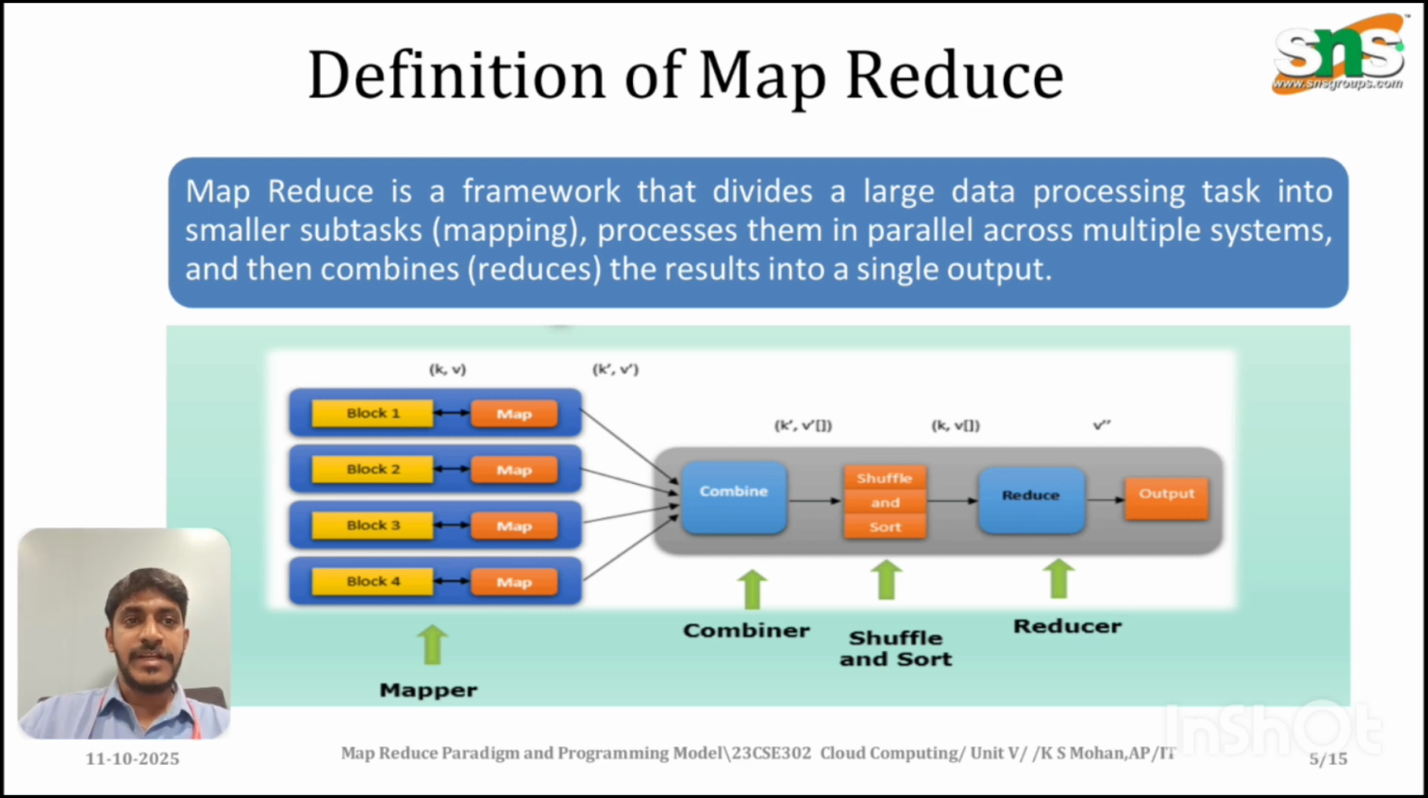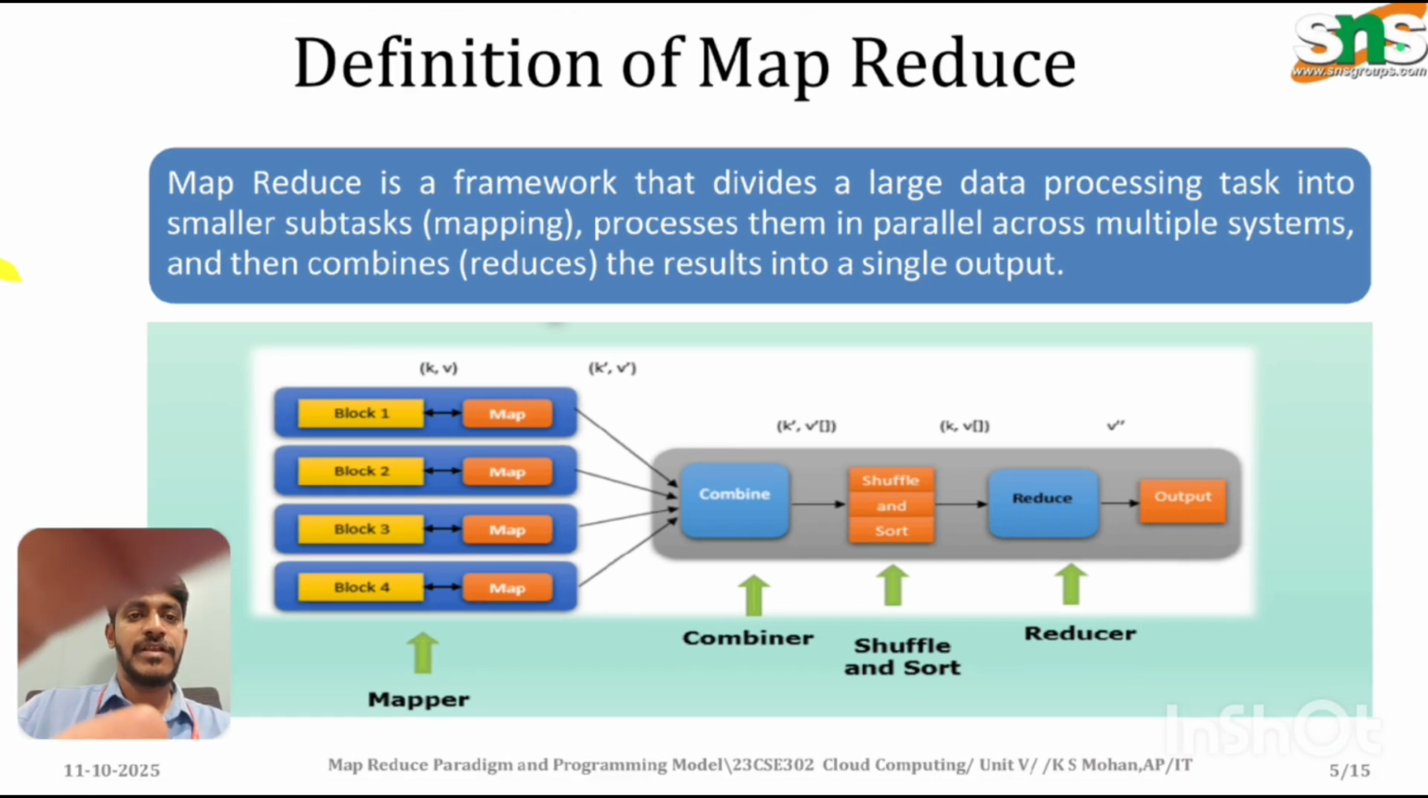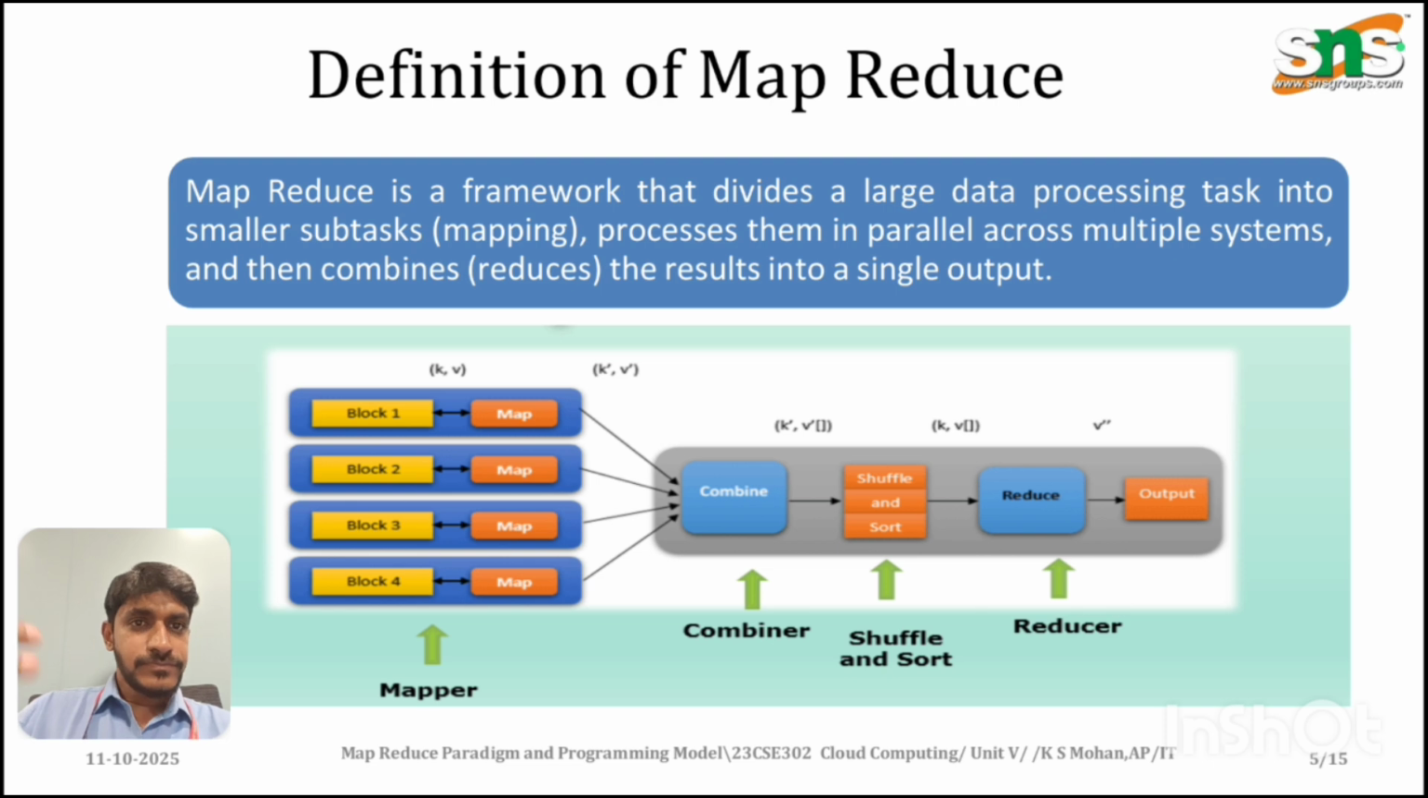Let's start with the definition of MapReduce. MapReduce is a framework whose main concept is dividing a large processing task into smaller tasks. These run in parallel on multiple systems, and the results are then combined and reduced into a single unit. The mapper will have block 1, block 2, block 3, block 4. The map output is combined, shuffled and sorted, and then it is reduced to the output. So the combiner, shuffle and sort, and reduce happen. This is the MapReduce introduction part.